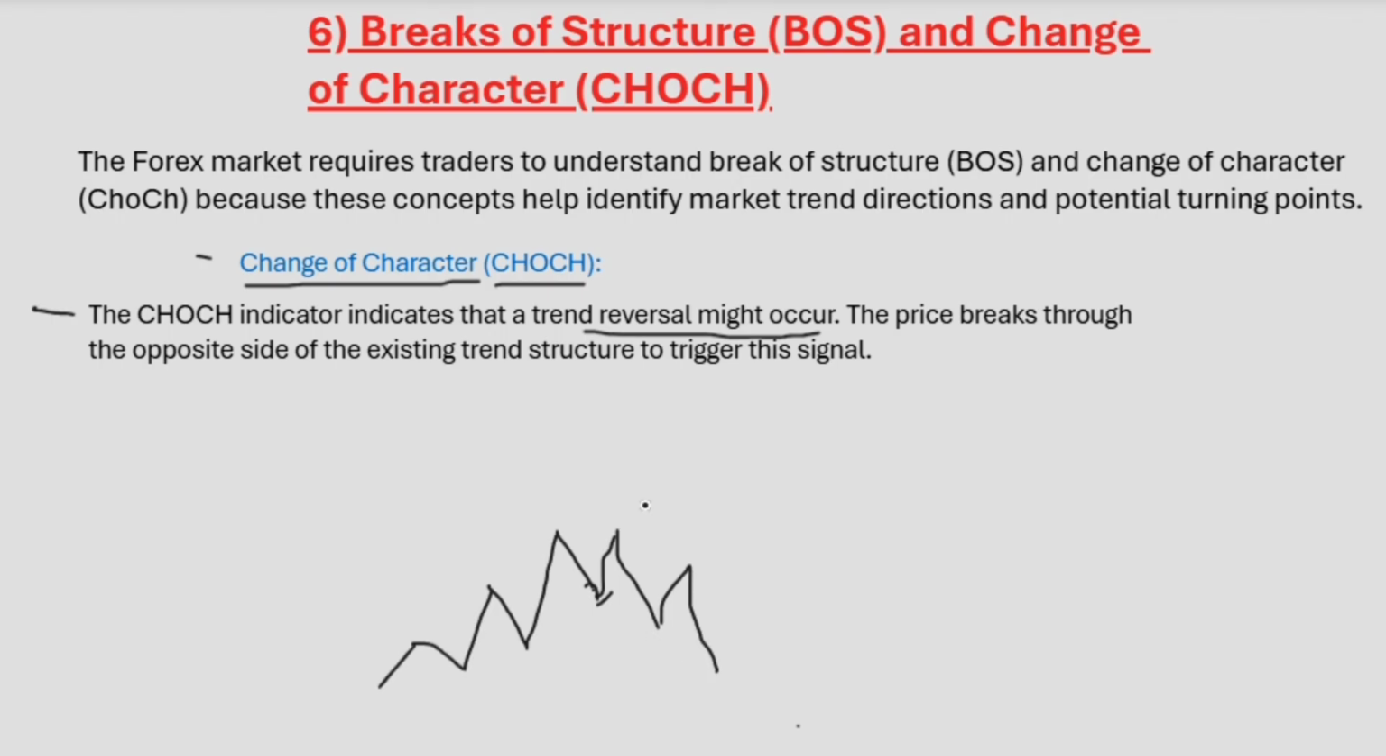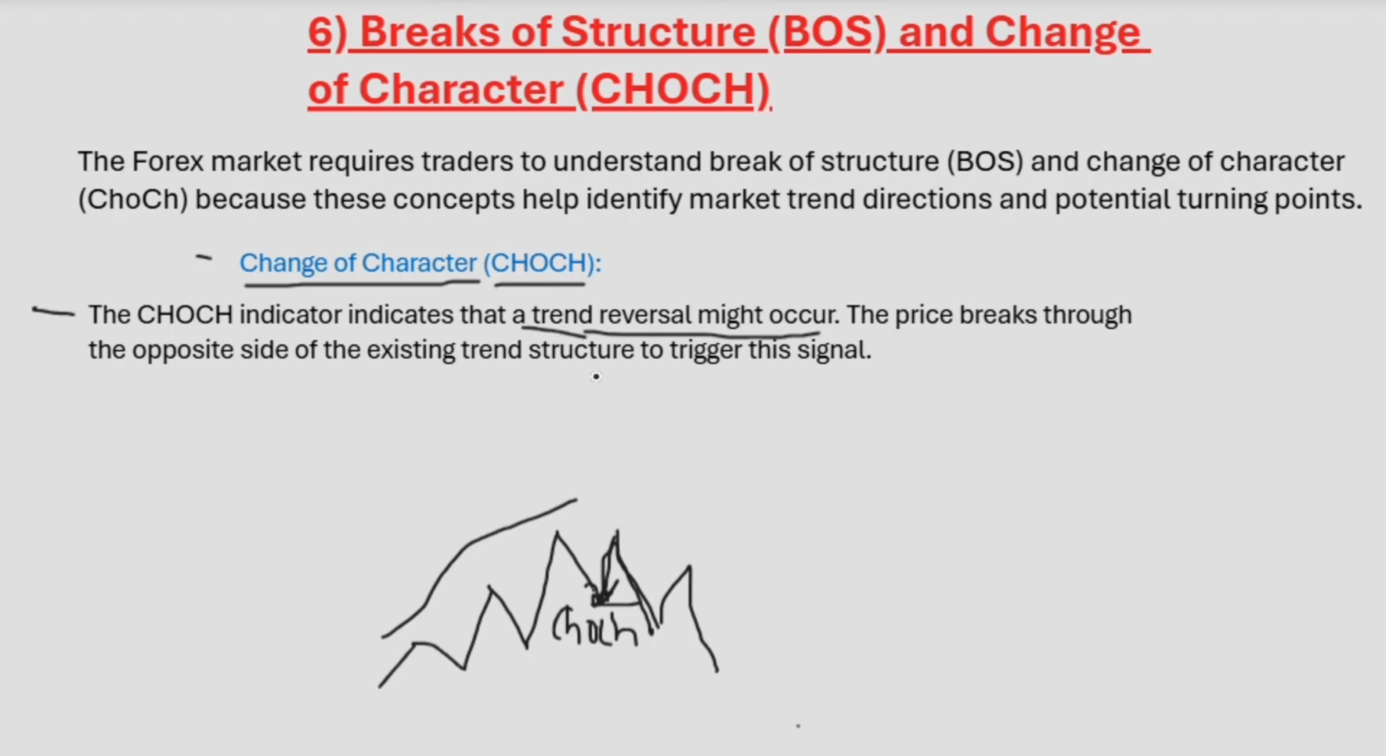I want you to understand something. The change of character indicator indicates that a trend reversal might occur. We are on an uptrend, but price came here and failed to break this high, but broke this low. Okay? When price breaks this low, we call this change of character. ChoCh. Let me write it here. Price didn't break this high, but it broke this low. After breaking this low, we call this change of character. And a trend reversal might occur.